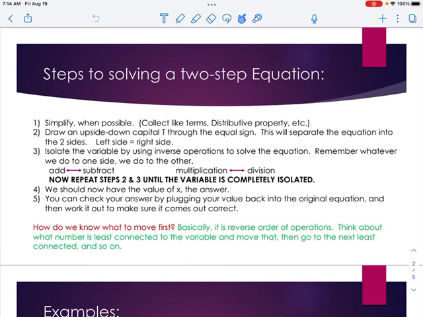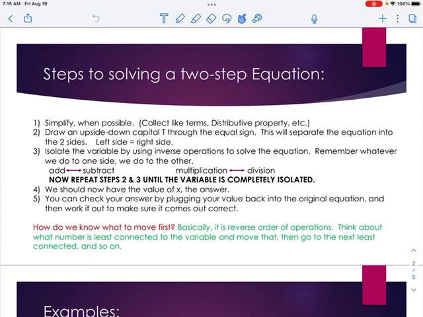Remember, inverse operations are things that undo each other. So when we have addition in our problem, we're going to use subtraction to undo it. If we have subtraction in our problem, we're going to use addition to undo it. If we have multiplication in our problem, we're going to use division to undo it. If we have division in our problem, we're going to use multiplication to undo it.